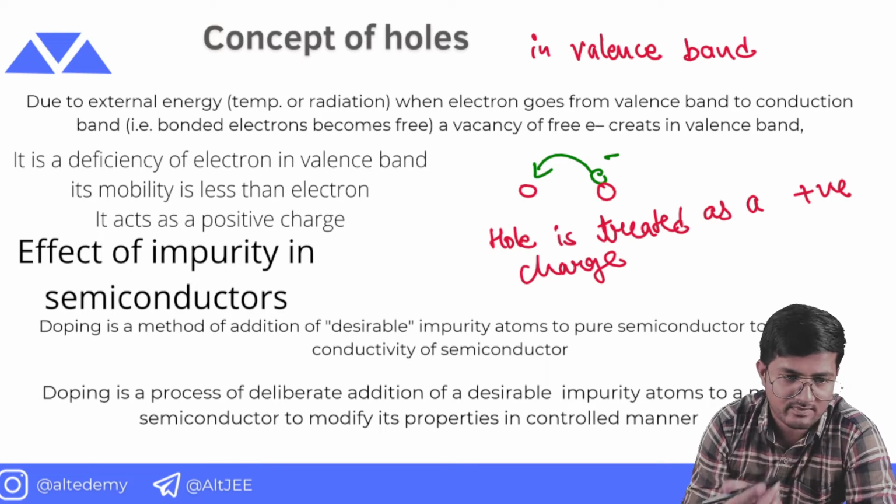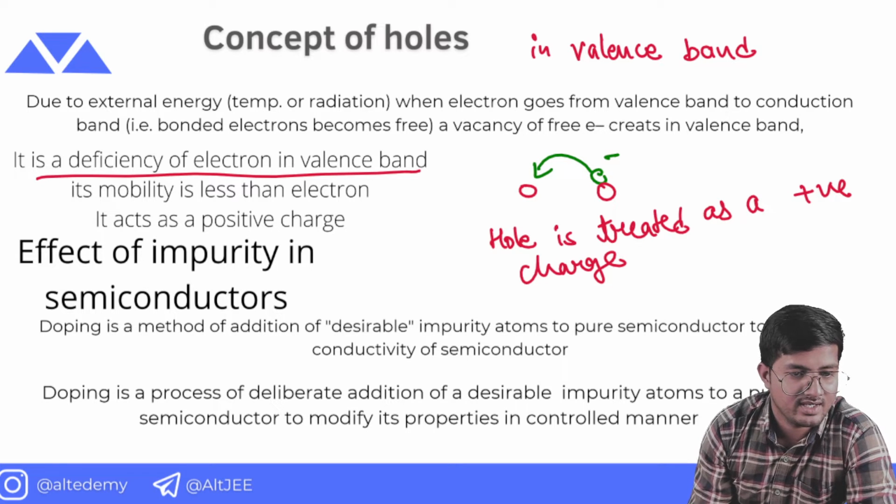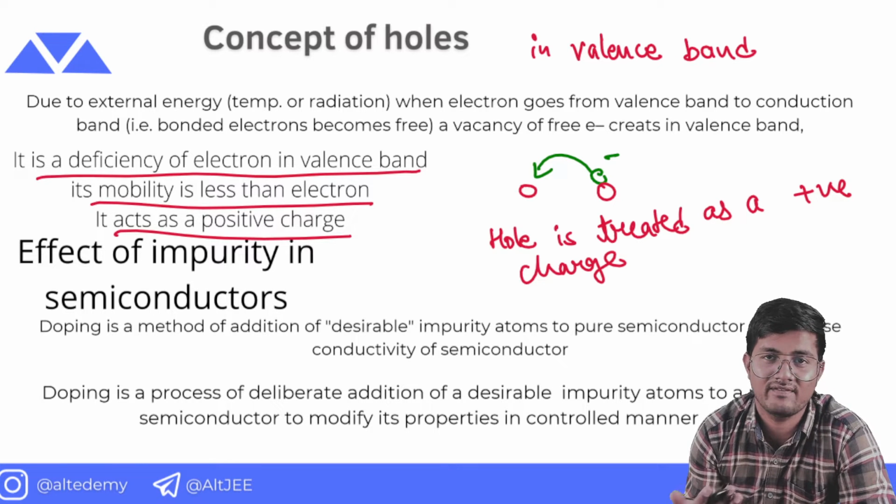Right. So what is a hole? It is the deficiency of electron in valence band. Its mobility is less than electron. It acts as a positive charge. Alright, these are the points which we have discussed.